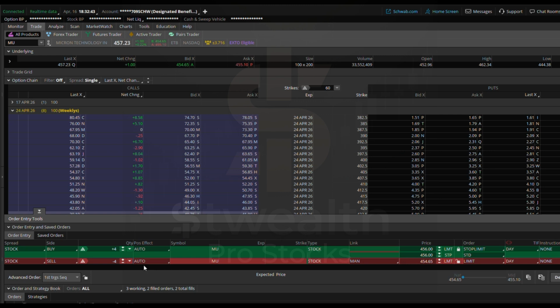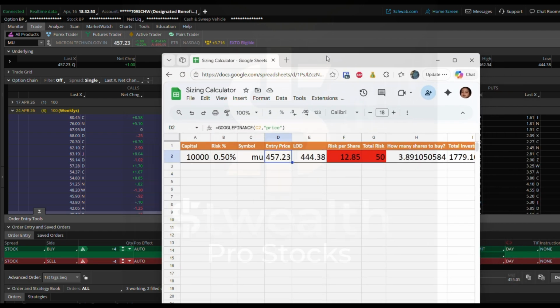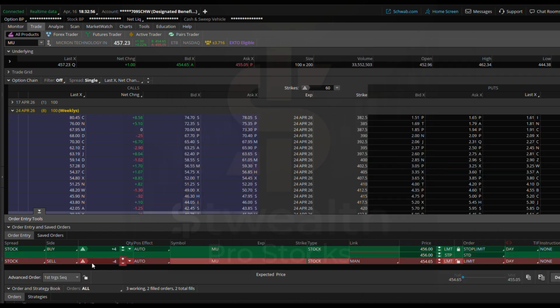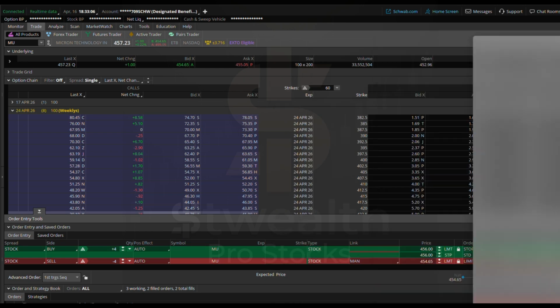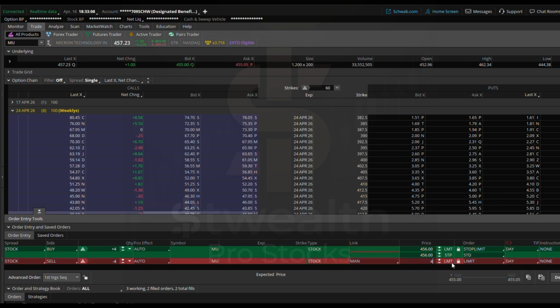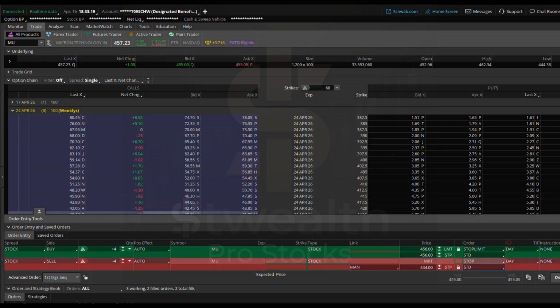So in this case, what if I'm wrong? That should be the first question we ask whenever we place a trade. That is why we are using this risk calculator or sizing calculator, and here we are using this option to set up the stop order. My stop is going to be the low of the day. What is my low of the day? 444.38. So I'm going to say 444 as my stop, keeping it generic.